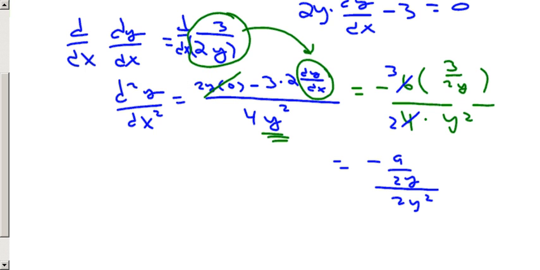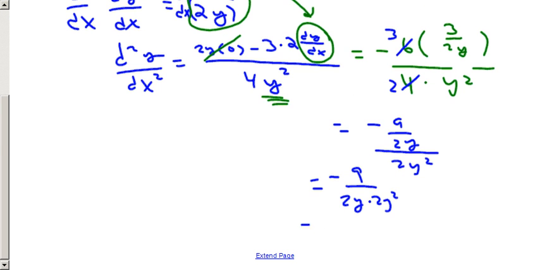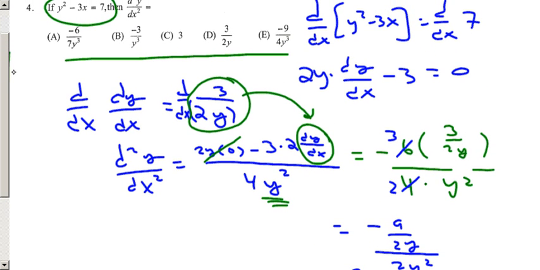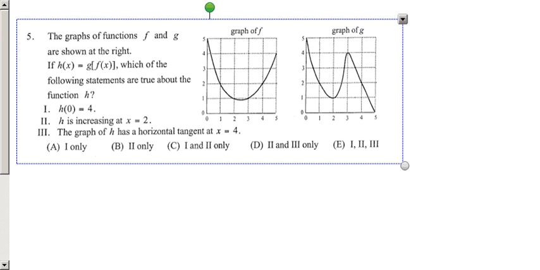And then we know that this is just negative 9 over 2y times 2y squared. That's just working with fractions. And this equals negative 9 over 4y cubed. And hopefully that's one of our answers. Let's go up and see if it is. Negative 9 over 4y cubed. Answer E. Great.